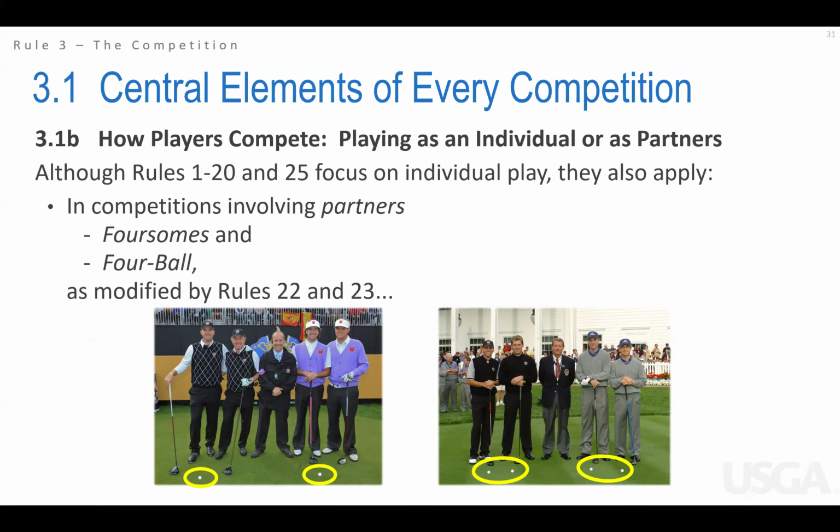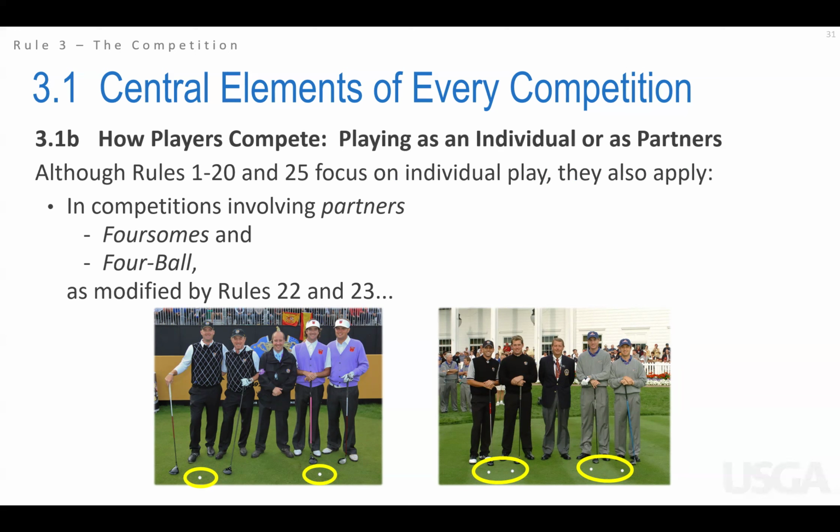But when we have a partner, as when we're competing as part of a side, we have Rule 22 that modifies it for foursomes, if we're playing together as a side, only playing one ball, alternating strokes. Or if we're playing our own ball but playing together as a side in four-ball, we have that rule modified by Rule 23. And 22 and 23 are going to tell us that these things apply in every other form of play, but when you're playing together as partners, they differ this way.